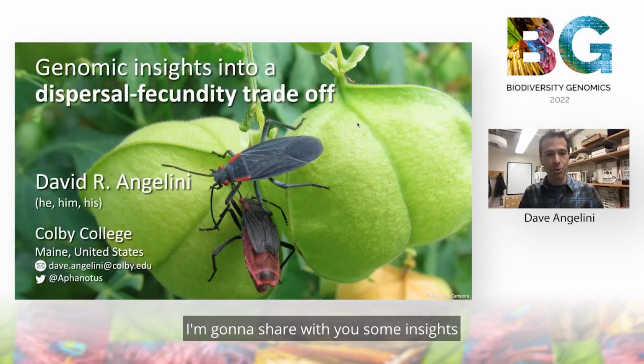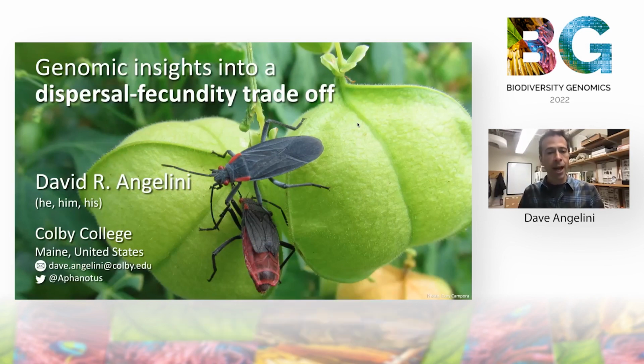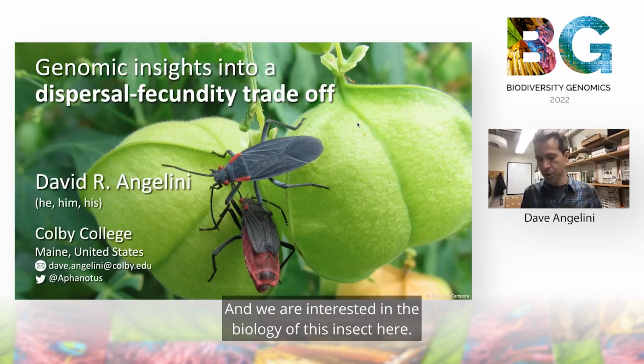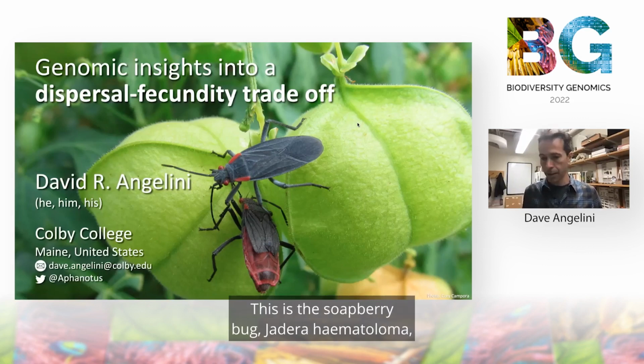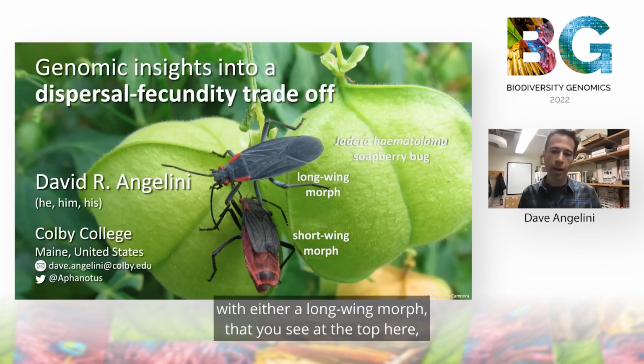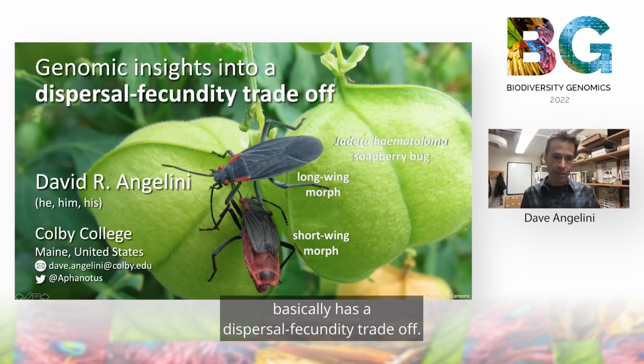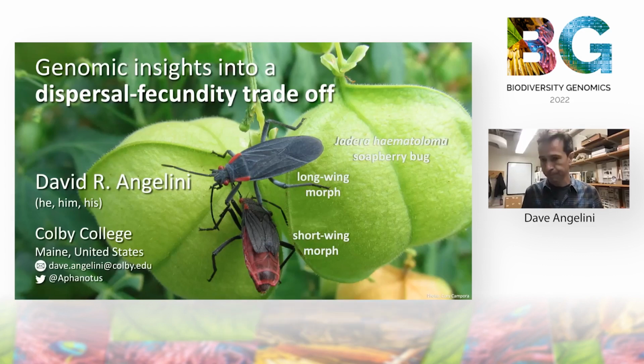I'm going to share with you some insights from work done in my lab at Colby College in Waterville, Maine in the United States. And we're interested in the biology of this insect here. This is the soapberry bug, Jadera haematoloma. And adults of this species can develop with either a long wing morph that you see at the top here, or a short wing morph like this one at the bottom. And the reason for this is that this species basically has a dispersal-fecundity trade-off.